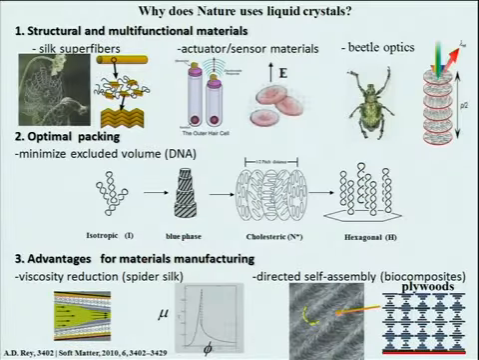So we also have beetle optics. Many people are studying the optics. We have cholesteric arrangement of the fibers, Bragg reflections, coloration, that's structural color production. So that's another area. So that shows multifunctionality.